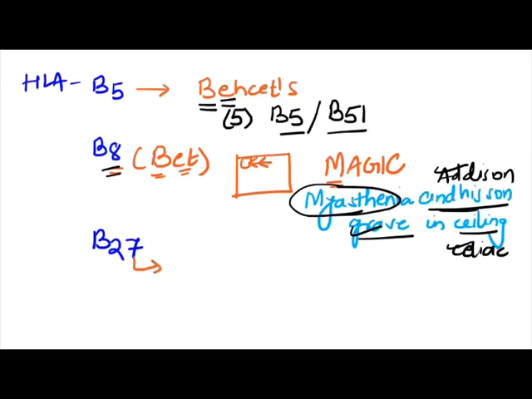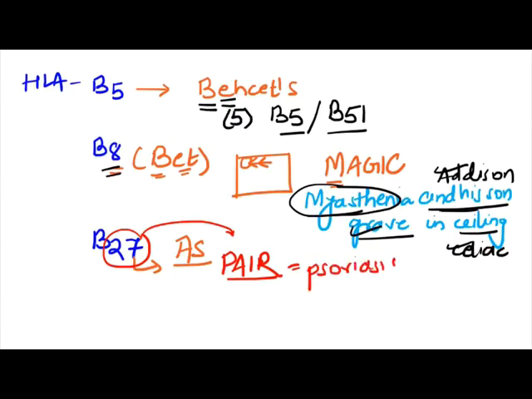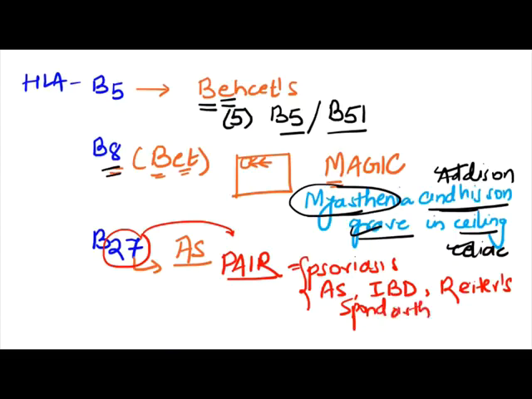Then we have B27, which is the most frequently and commonly asked. We all know it is associated with ankylosing spondylitis. The other conditions it is associated with, we remember by the mnemonic pair. So 27 is the age when you get married and become a couple or a pair. So that stands for psoriasis, ankylosing spondylitis, inflammatory bowel disease, and Reiter's. So basically these are all spondyloarthropathies which are associated with HLA B27.